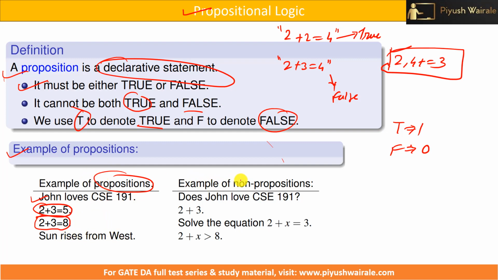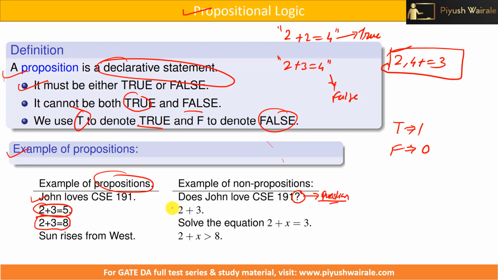But what are examples of non-propositions? Does John love CSE 191? This is basically a question, right? Questions are not considered propositions, okay? Because we are not giving any particular information, we are asking for information, right? So questions are not considered propositions.